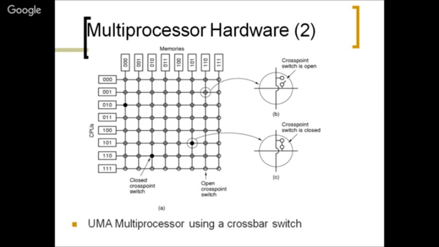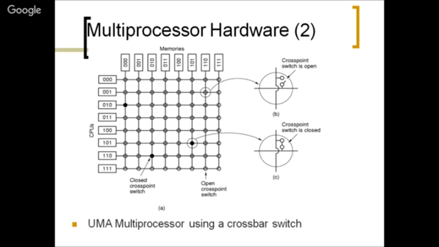The second type of connection you can make is this: on the left side we have different CPUs, and then we have a different set of memories, arranged row and column wise. It can be any number of CPUs and any number of memories.